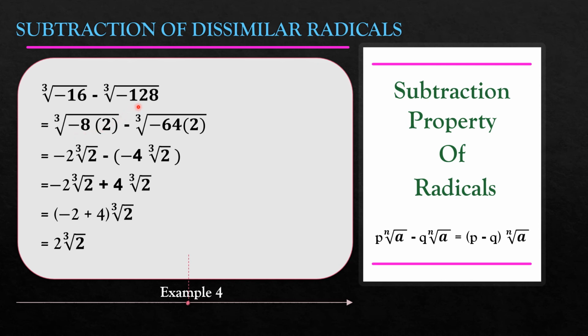And pagdating naman kay negative 128, equal yan kay negative 64 times 2. Since negative 64 is a perfect cube. Then, evaluate natin kung ano yung pwedeng makuhanan ng cube root dyan. So, ang cube root ng negative 8 is negative 2. Siyempre, si 2 ay may iwan sa loob ni cube root. Then, copy the operation which is minus. And then, kunin ang cube root ni negative 64. That is negative 4. Then, si 2 po may iwan ulit sa loob ni cube root.